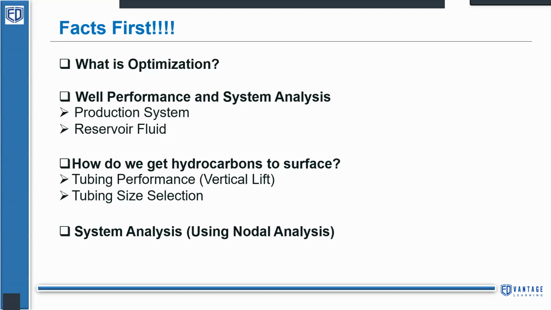So that is optimization, especially in terms of production optimization, like optimizing production to the maximum level that is possible. In this particular webinar, we'll be discussing well performance and system analysis, which is the production system and reservoir fluids and their relevance for our study on production optimization. We will also understand how we get hydrocarbons to surface, from tubing performance and tubing size selection through nodal analysis, and we'll do ultimate system analysis using nodal analysis.